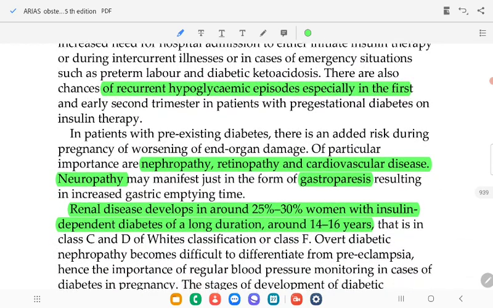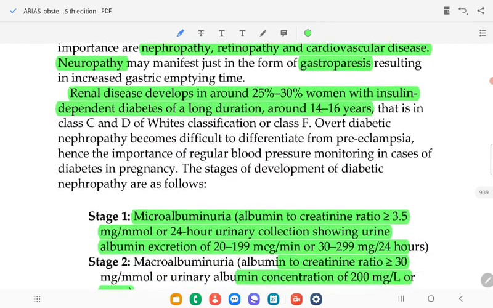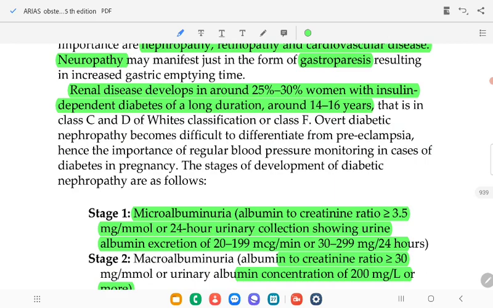In patients with pre-existing diabetes, there is an added risk during pregnancy of worsening end organ damage. Of particular importance are nephropathy, retinopathy, and cardiovascular disease. Neuropathy may manifest just in the form of gastroparesis, resulting in increased gastric emptying time. Renal disease develops in around 25 to 30% of women with insulin-dependent diabetes of long duration, around 14 to 16 years.